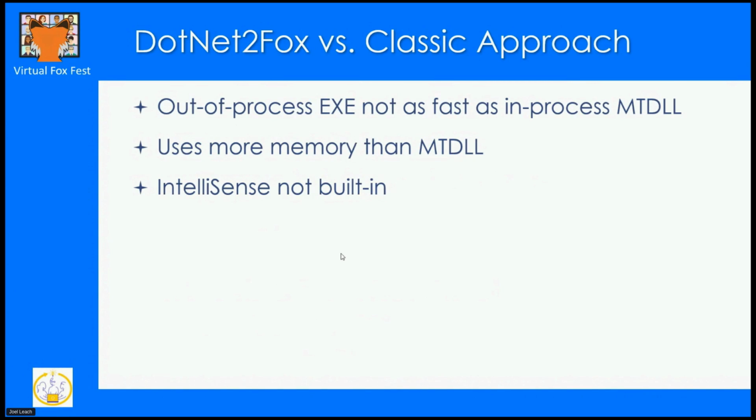A DotNet2Fox instance is going to use more memory than a DLL. And again, this is relatively small on today's hardware, but something to keep in mind. And since we are using this generic dynamic method of COM interop, it doesn't come with IntelliSense. Now you can create your own wrapper classes in .NET around the COM object, and then those classes would give you IntelliSense, but it's not something that's built in. So for my needs, the pros of DotNet2Fox far outweighed the cons.